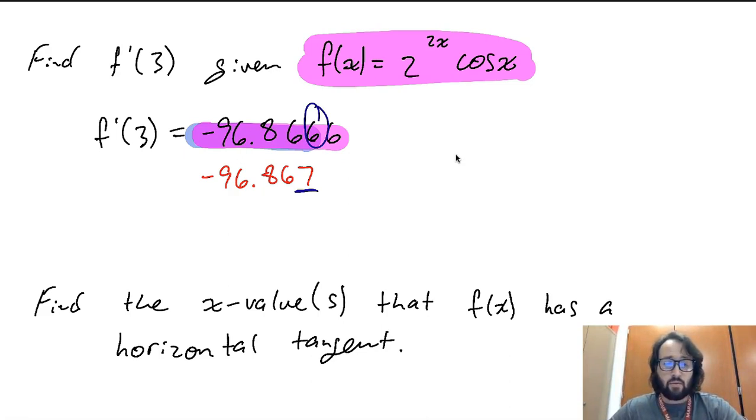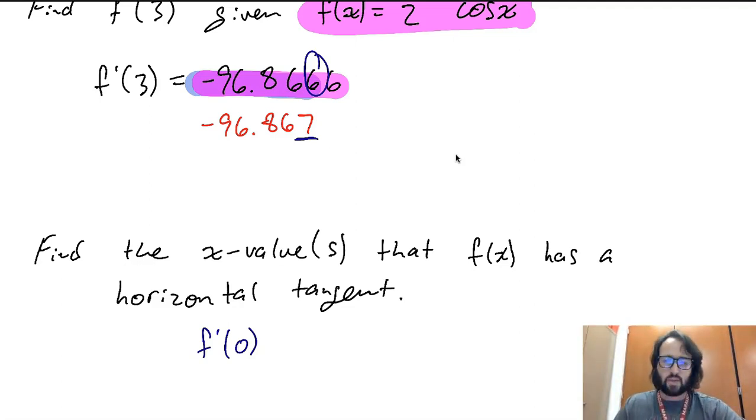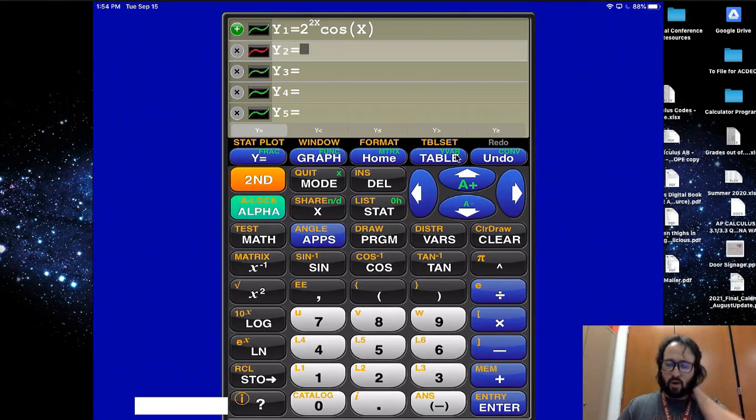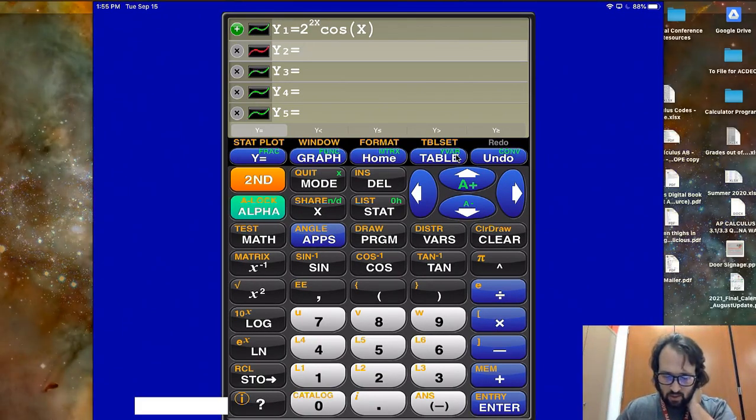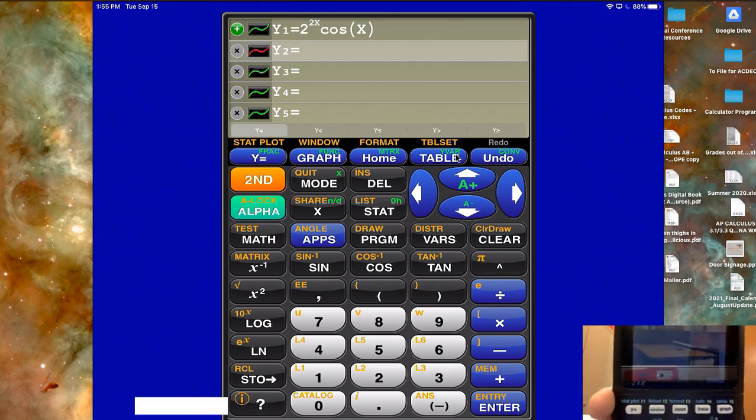Alrighty. Now, find the x values where f of x has a horizontal tangent. A horizontal tangent tells me I need to know when f prime is equal to 0. There may be more for this graph. This may have a lot of horizontal tangents, especially as it goes outward forever. But what I'm going to do is just show you one of them. The way I'm going to do it is I want to actually graph the derivative.